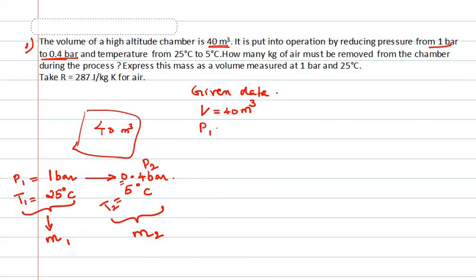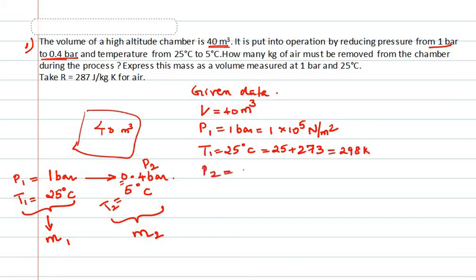So first we shall write P1 as 1 bar. So 1 bar is equal to 10 power 5 Newton per meter square. T1 is equal to 25 degrees Celsius. I am converting into Kelvin. 25 plus 273, that will be giving 298 Kelvin.